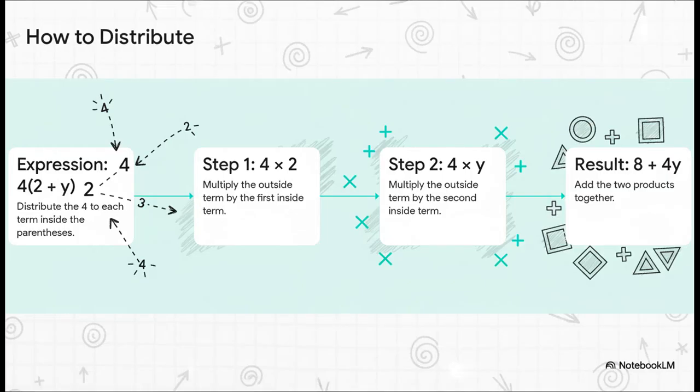So how does it work in practice? Well, to get rid of the parentheses here, you distribute the 4 to everything on the inside. First, you do 4 times 2. Boom, you get 8. Then you do 4 times y. That gives you 4y. Slap them together with a plus sign, and there you have it, 8 plus 4y. You've successfully broken open the expression.